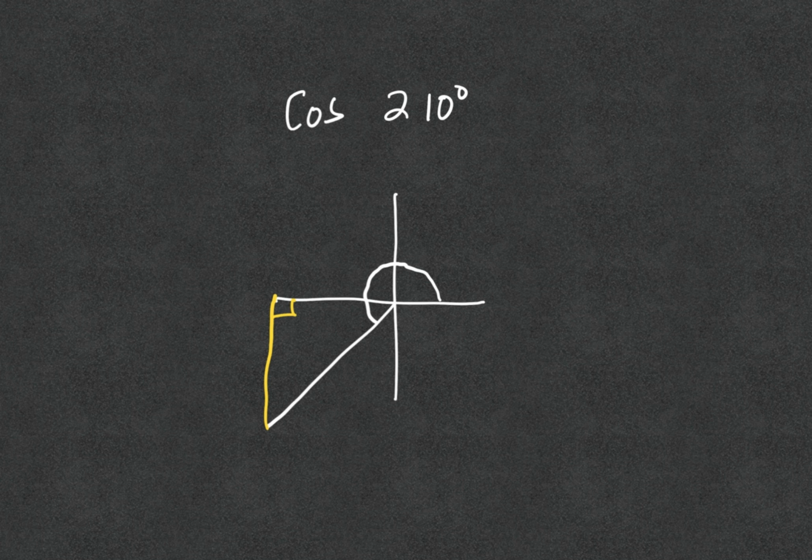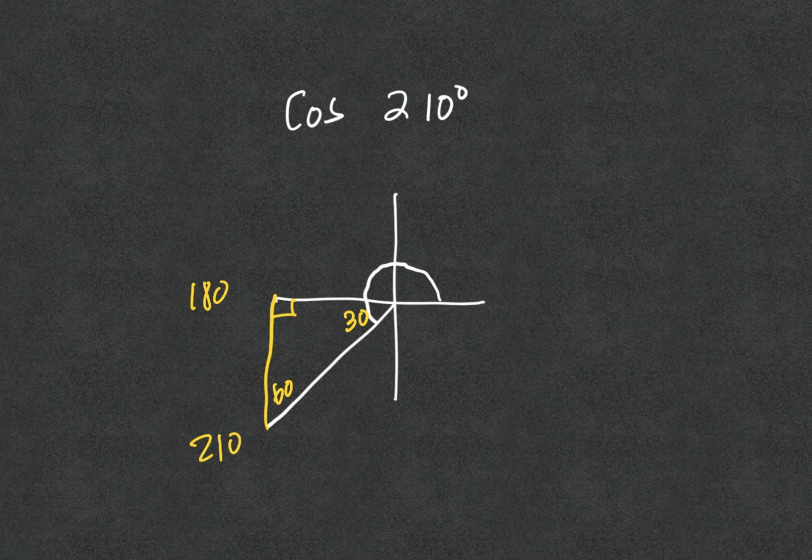Now we have to find the measure of our reference angle. Our reference angle is right here. So if we look at the math, this was 210. This is 180. What's the measure of our reference angle? What's the difference between those two numbers? 30. So our reference angle is going to be 30 degrees. That makes this angle down there 60 degrees. So we've got 30, 60, 90.